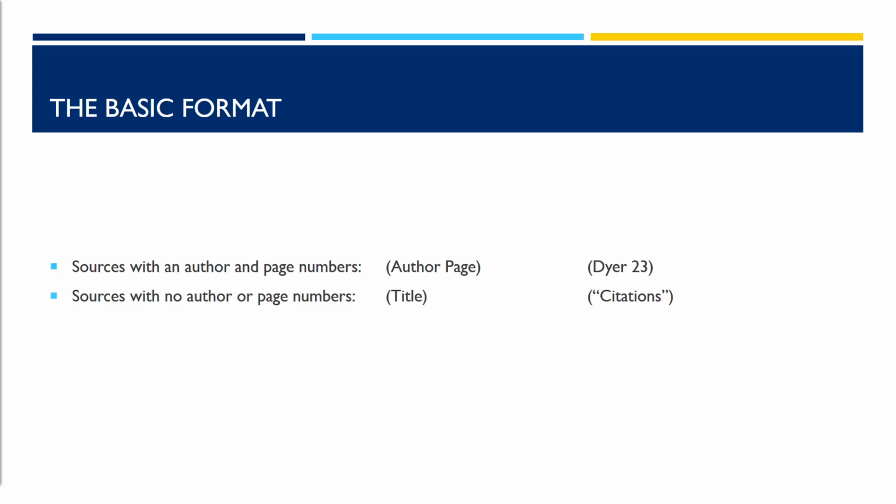The next one might be a source that doesn't have an author or page numbers. In that case, you might just use the title. So this presentation would be, quote, Citations. That's the title of it. You might have sources with multiple authors. So that's the author and the page. So it's just a variation on author page. So here we might have Dyer and Gargani 23.